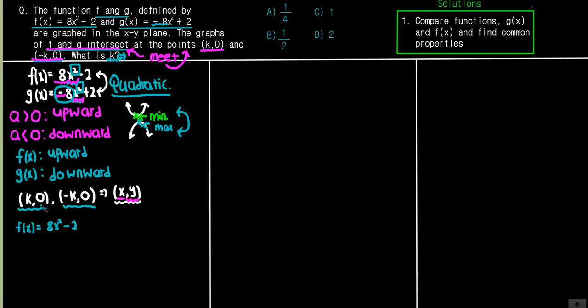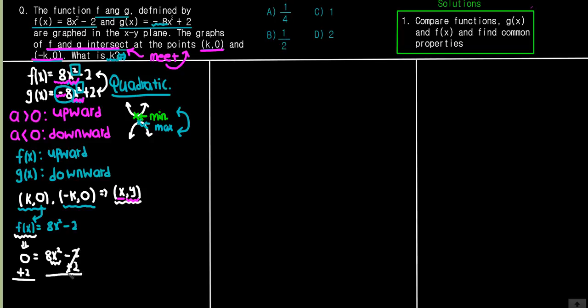And let's input the value of 0 for our y value. Our y value in this case is going to be f of x, so let's convert f of x into y so that we can easily understand. And y is equal to 0, so 0 should be equal to 8x squared minus 2. We're trying to find the value of x, which will basically be k. All you have to do is add 2 to both sides to isolate the x terms.